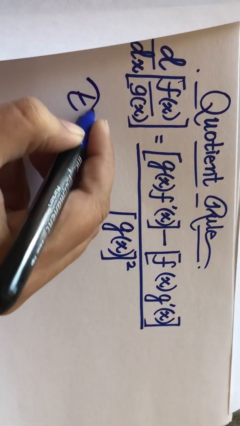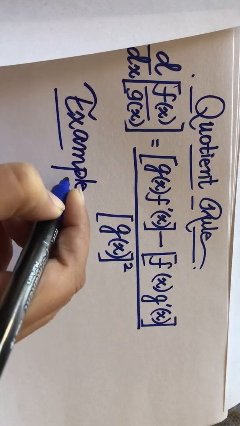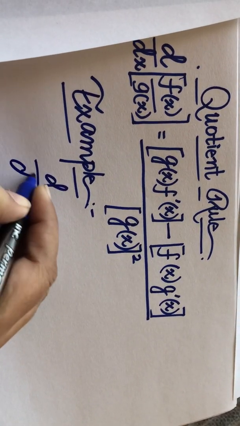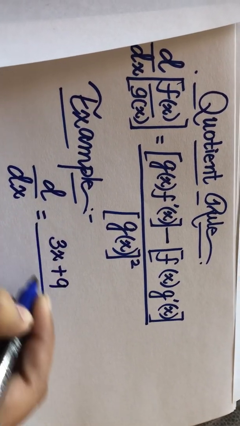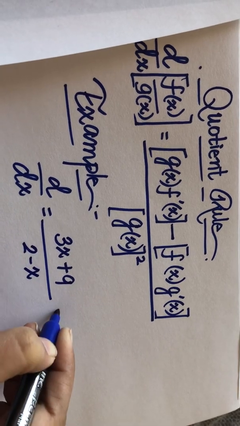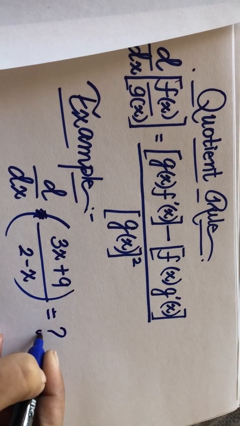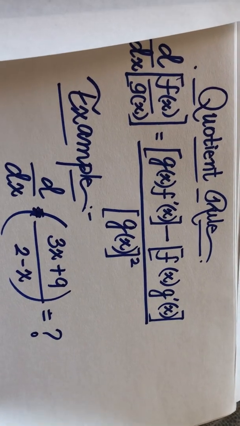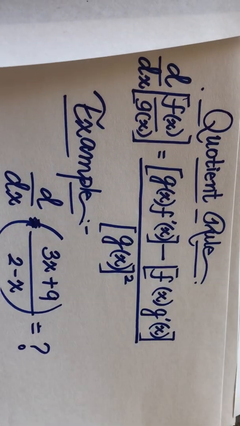We will practice an example on the next page, and the example that I have picked is this: we are going to find the d by dx of 3x plus 9 divided by 2 minus x. Sorry, there should not be an equal to here. That's what we are going to calculate on the next page. So please pause the video and copy the formula if you need to, because it's going to come in handy when we do more quotient rule questions.